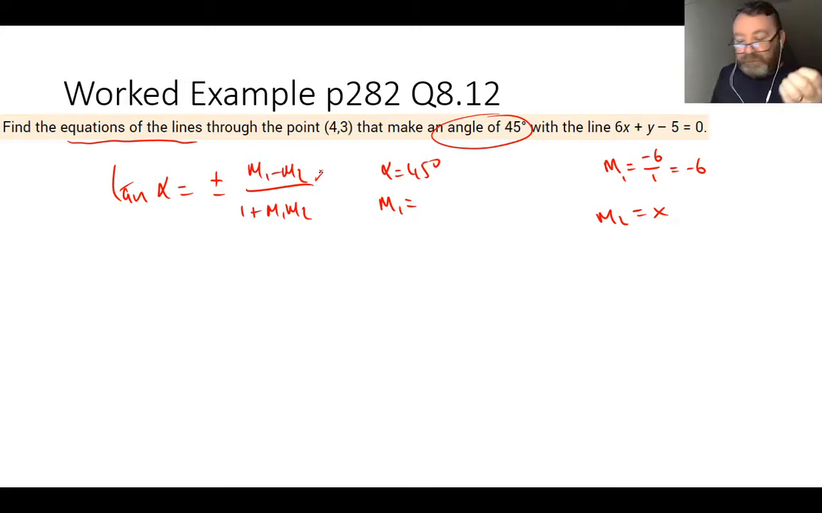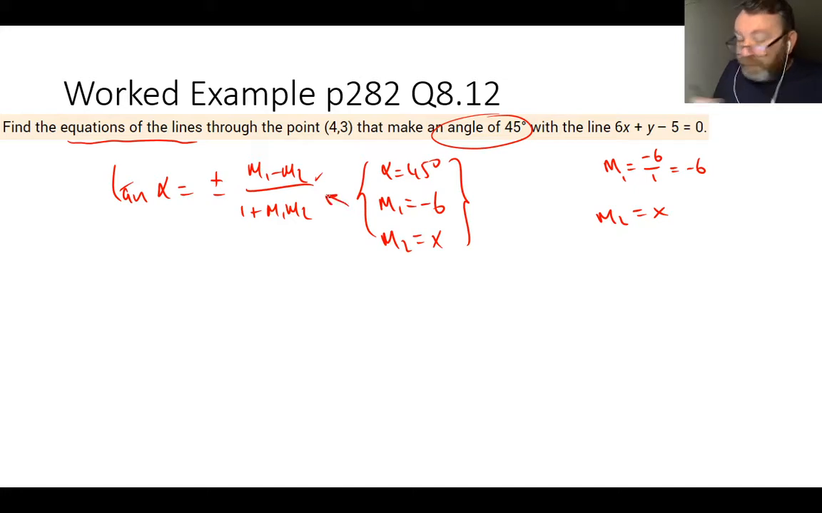Okay, and then ask yourself, if I'm going to use that formula, what do they give me to put into the formula? And the answer is, when I read it again, they give me the angle of 45 degrees, which is acute. So that's going to be alpha. So you've got an alpha of 45 degrees. You've got a slope of this line here, which you're going to call m1, which is minus 6. And the second slope, or slopes, that we're looking for is going to be x. So all you've got to do is take that information and put it into this formula.